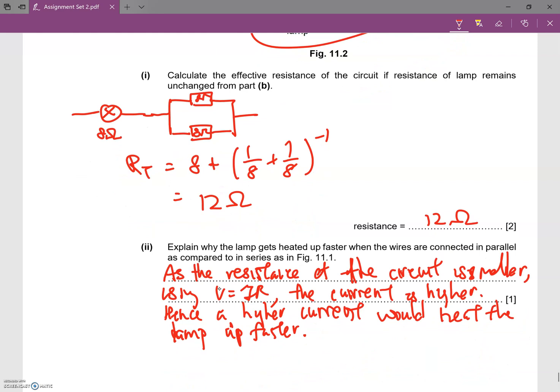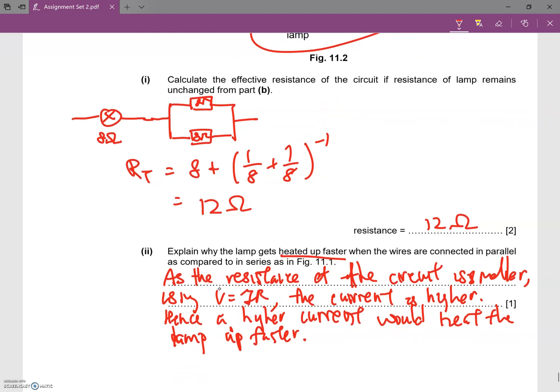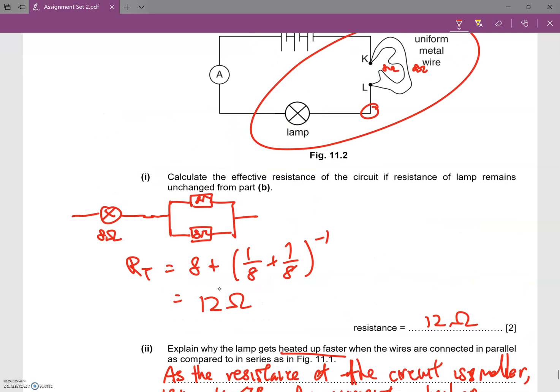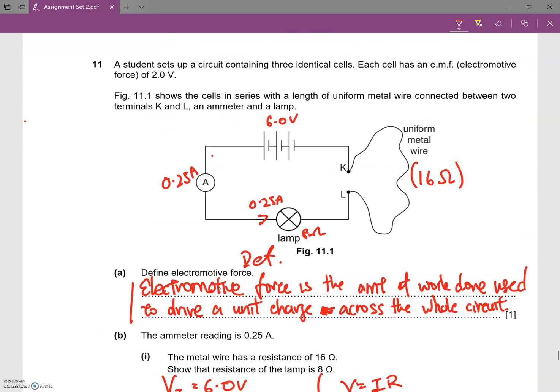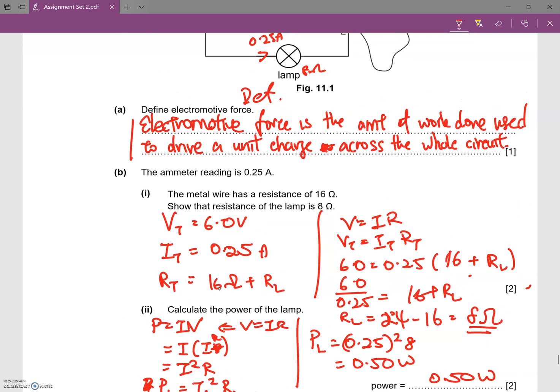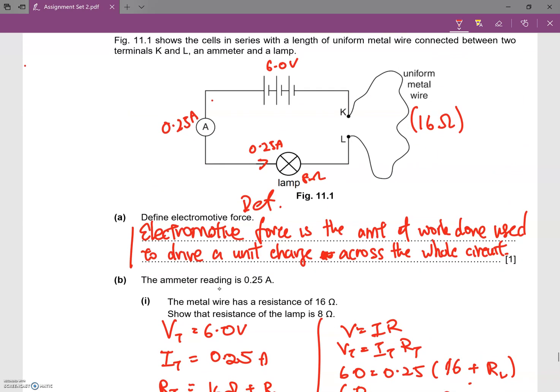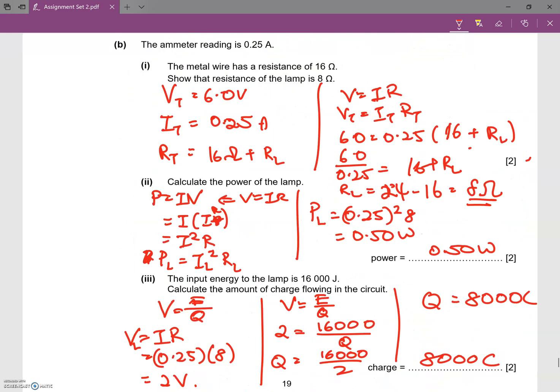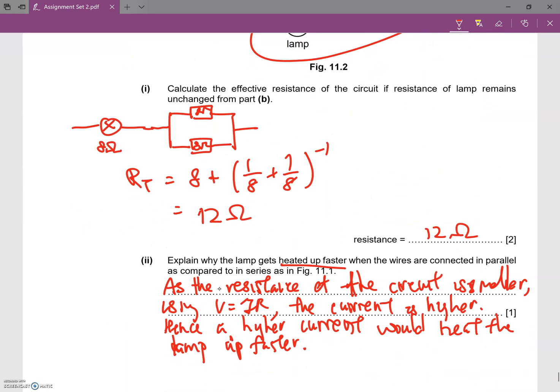Now for the last one, explain why the lamp gets heated up faster when the wires are connected in parallel as compared in series. So the difference between the parallel and series circuit is that you know that the total resistance when they're connected in parallel like this, okay, is 12 ohm. Whereas when it's connected in this manner, the whole thing is actually 24 ohm, the total resistance. So what we're going to know is that as the resistance of circuit is smaller, so when it's connected in parallel, it is smaller. So using V equals to IR, we know that the current will be higher. So if there's a higher current, it will actually cause the lamp to be heated up faster. Okay, so do take note of this. That actually a higher current will cause any circuit to get heated up a lot faster. So that's all.